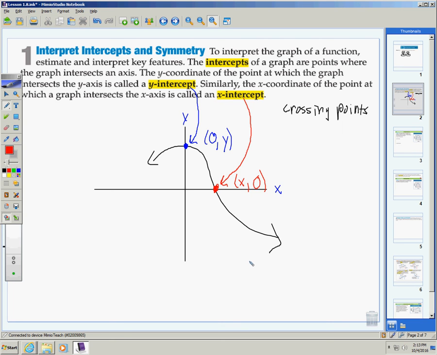That's what intercepts are. It's where the graph crosses a certain axis. Y-intercept, where it crosses the y-axis. X-intercept, where it crosses the x-axis. And we usually are concerned about these points on a graph because they usually tell us something useful. Okay? So these are usually points we want to identify on a graph.